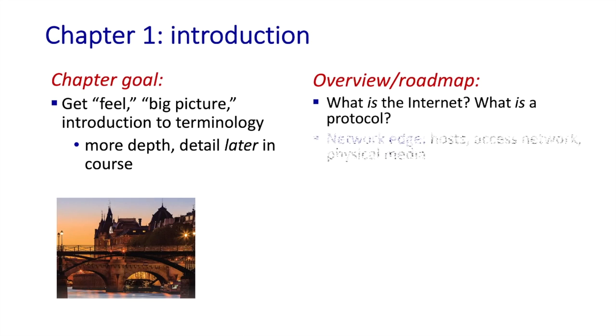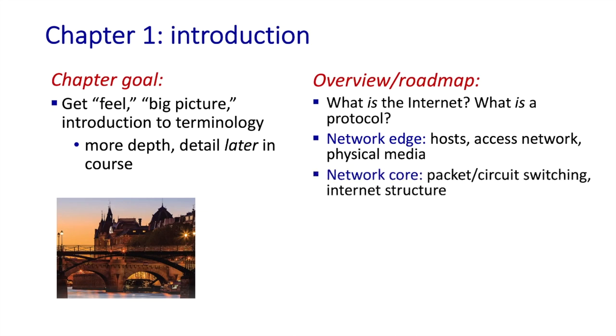Then we're going to dive down into more detail. We're going to start at the network edge. We're going to look at the hosts, at the access network, and the physical media that make up the internet in more detail. We're then going to dive down into what we might call the network core. We'll talk about two technologies used to build networks: circuit switching, which is what the telephone network has traditionally used, and packet switching, which is the technological basis for the internet.